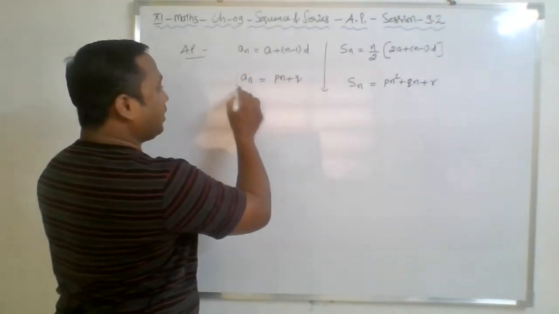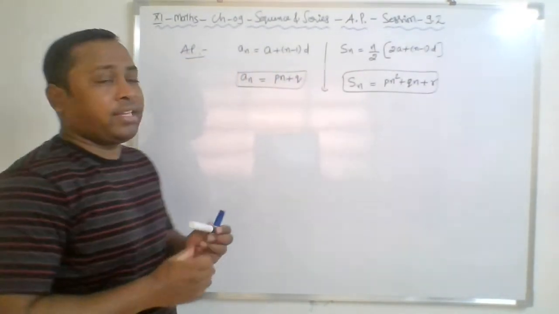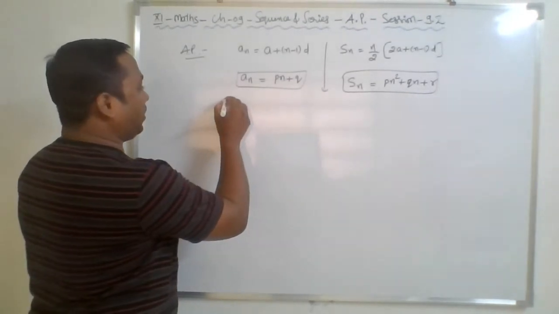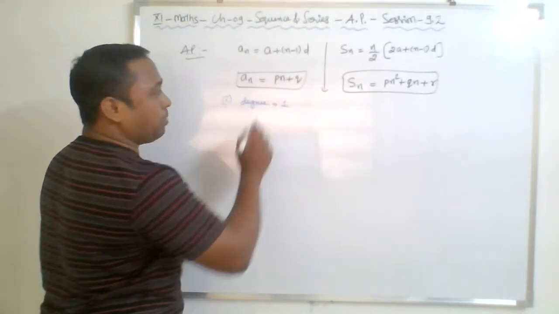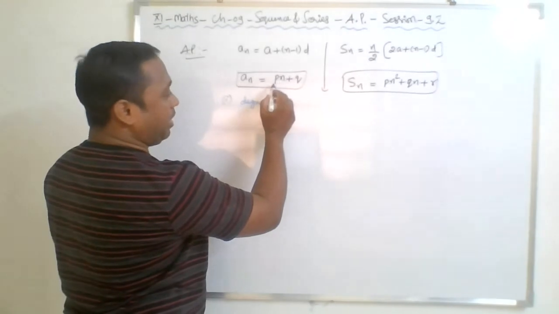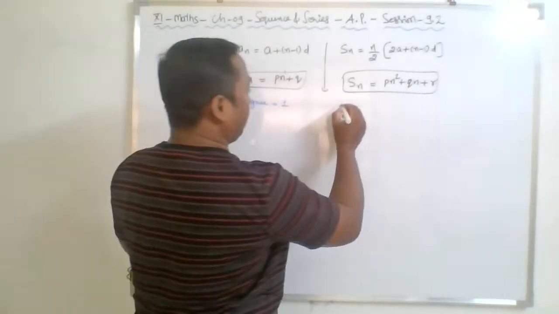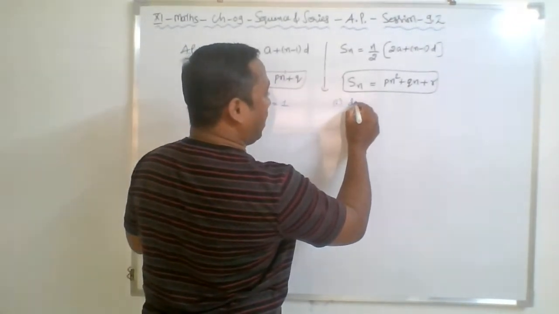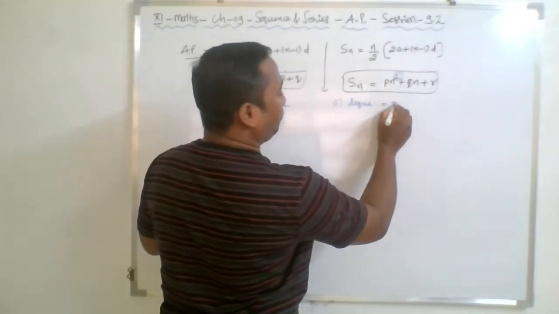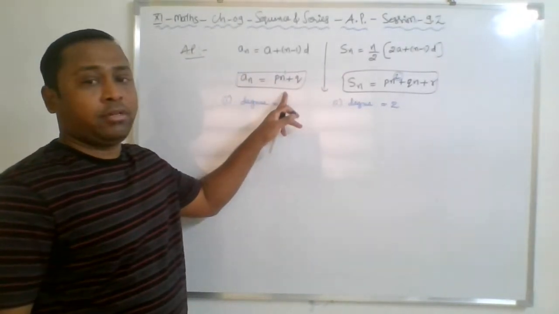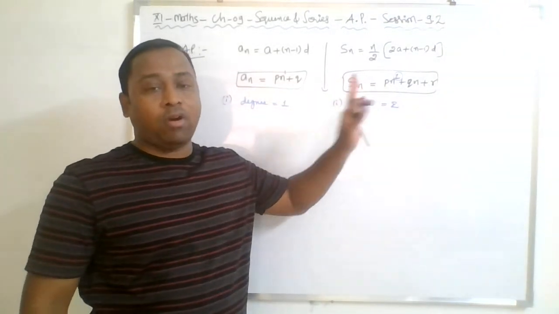If we look at these formulas of an AP, two things you can easily analyze. The first one is that the degree of the nth term formula of an AP will always be 1. You can see n is a variable, p and q are constants, and the power of n is 1, so the degree is 1. Similarly, the degree of the Sn formula will always be 2. So the nth term formula is always linear in nature, and the Sn formula is always quadratic in nature.